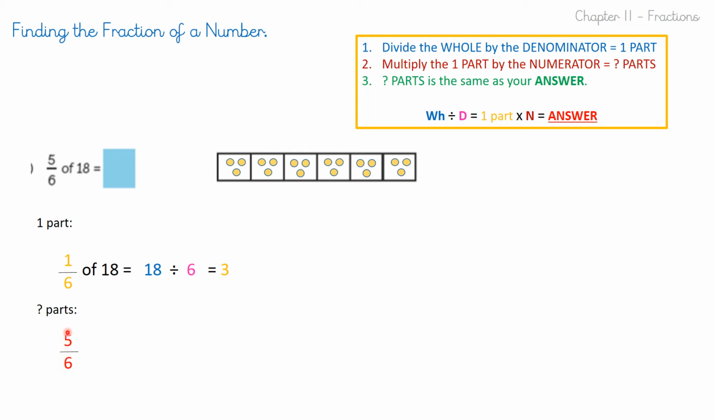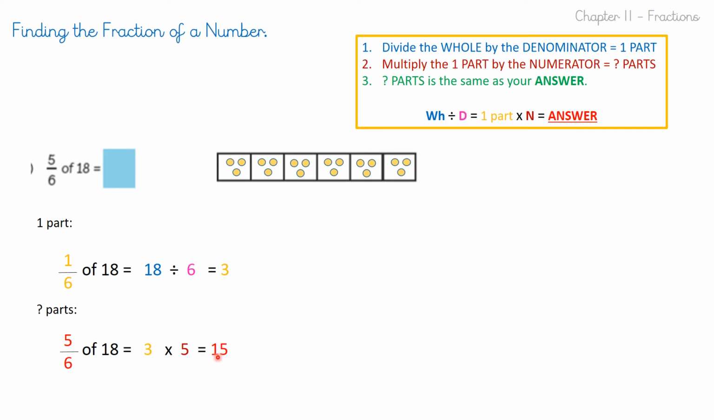5/6 of what? 5/6 of 18. 5/6 of 18 is the same as, what do we need to do in step 2? Multiply the one part by the numerator. So we know that one part is 3. So we will do 3 times 5 equals, what does it equal?